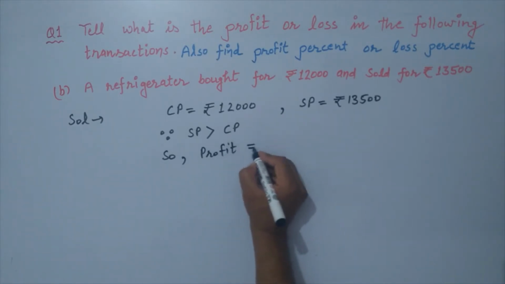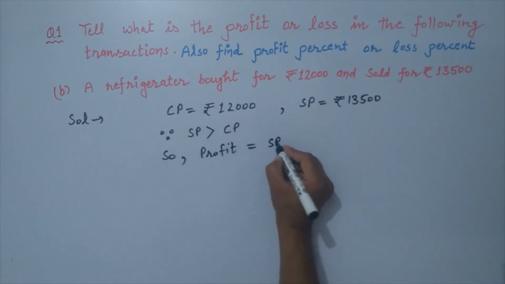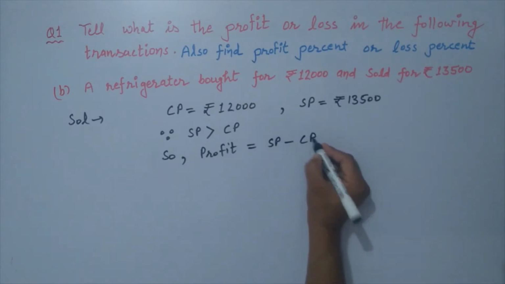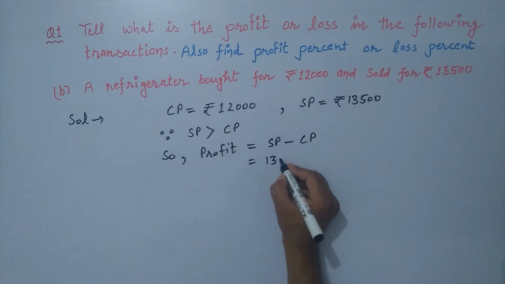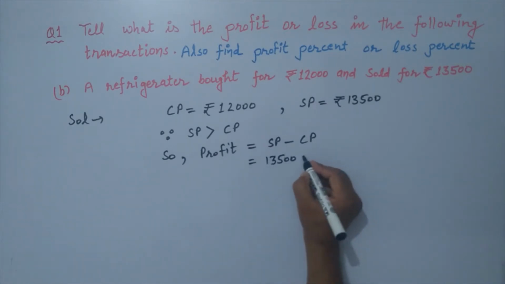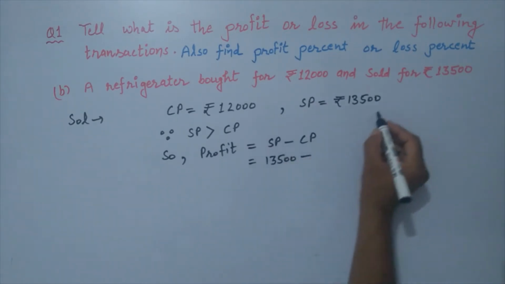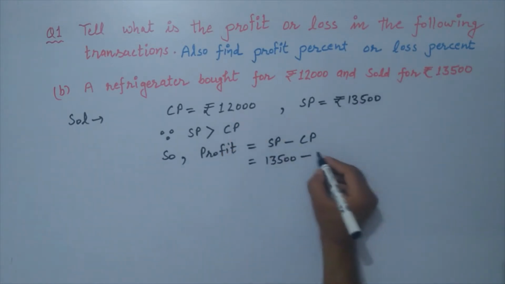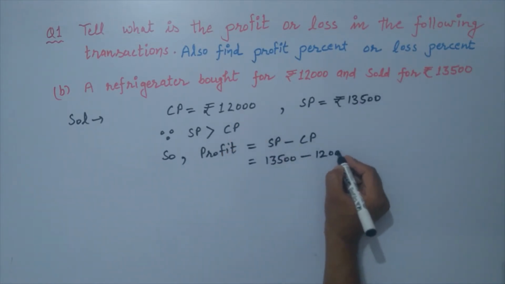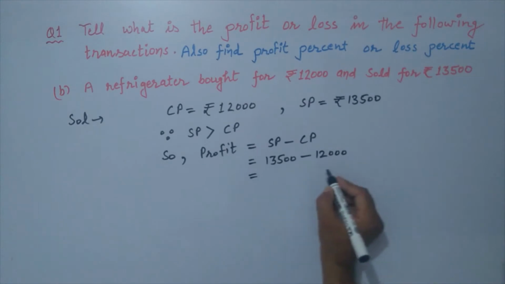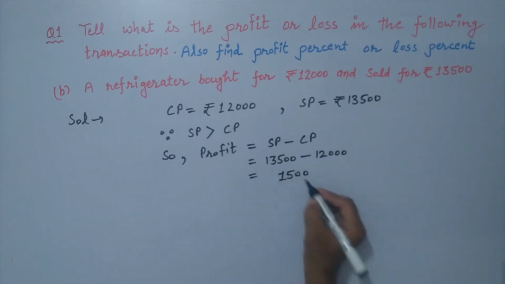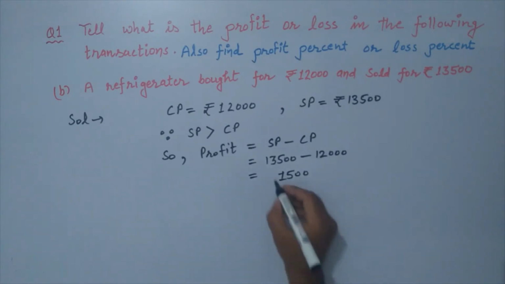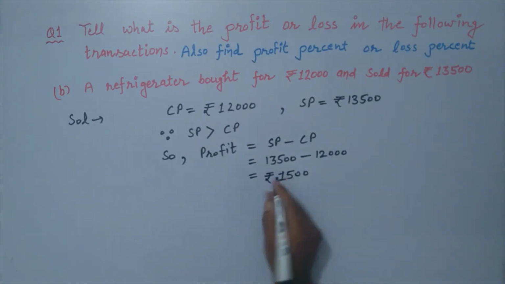Profit is equal to selling price minus cost price. What is selling price? This is 13,500. What is cost price? This is 12,000. So subtracting this now, we have 1,500 rupees. 1,500 is the profit.